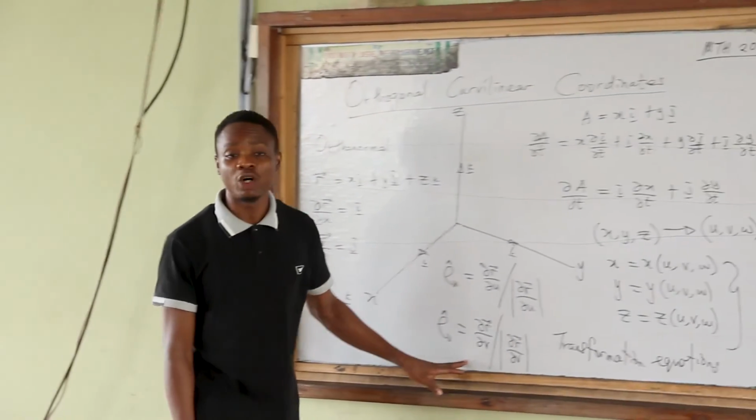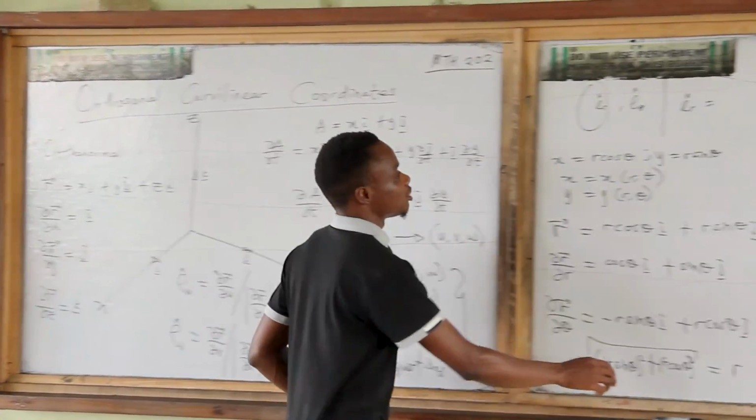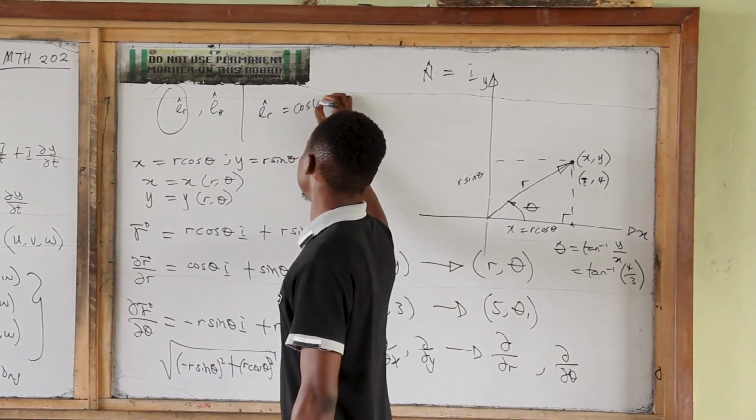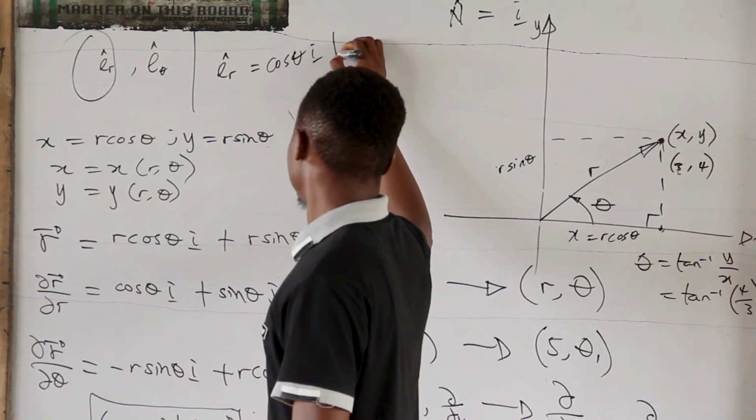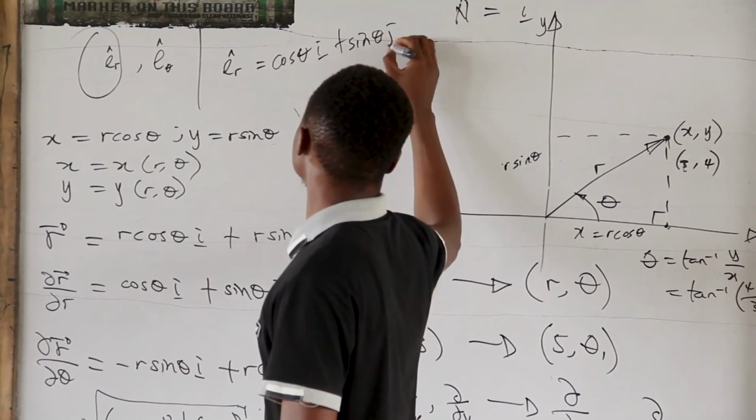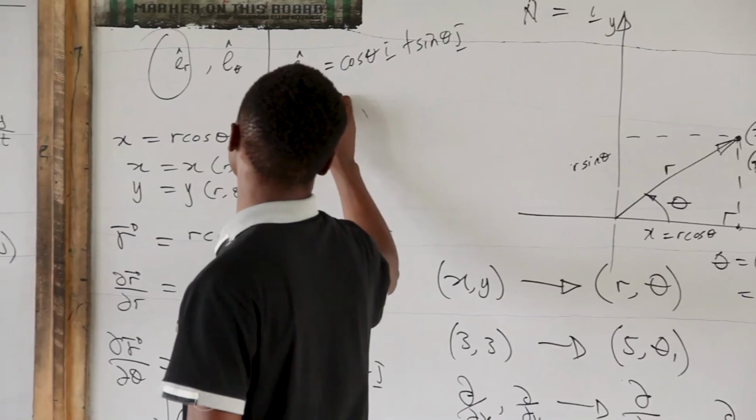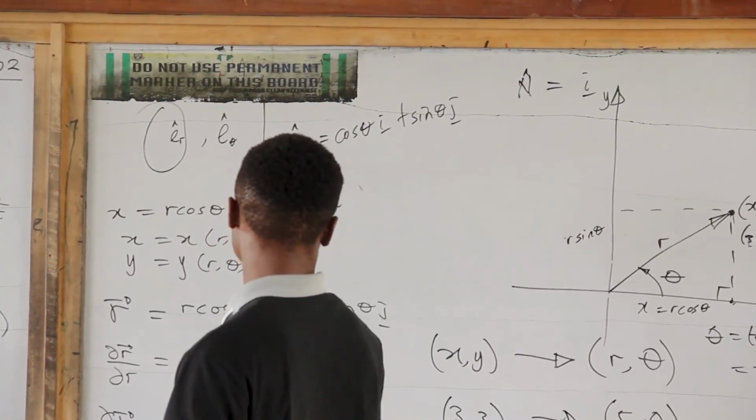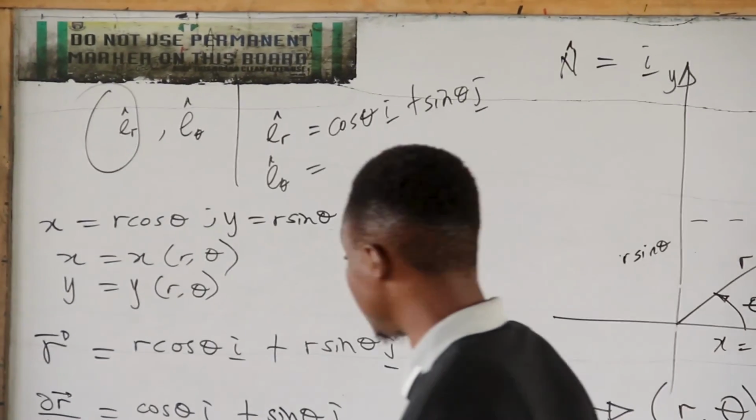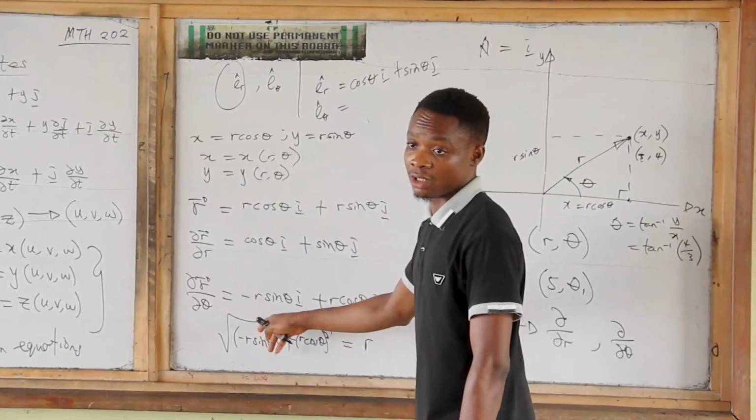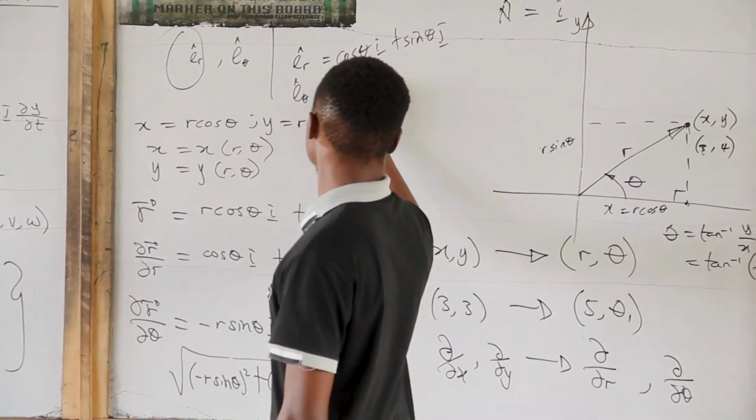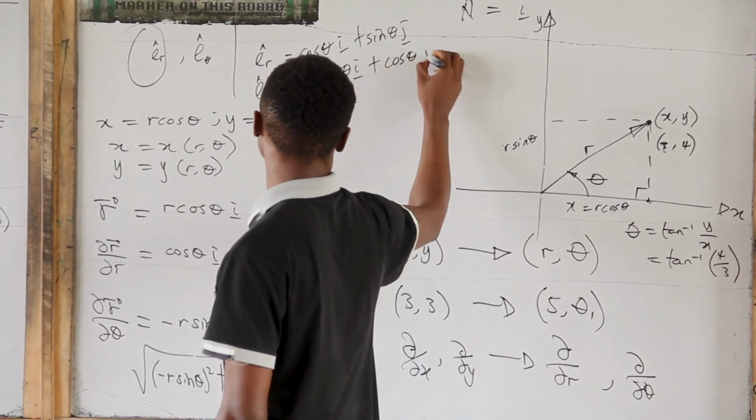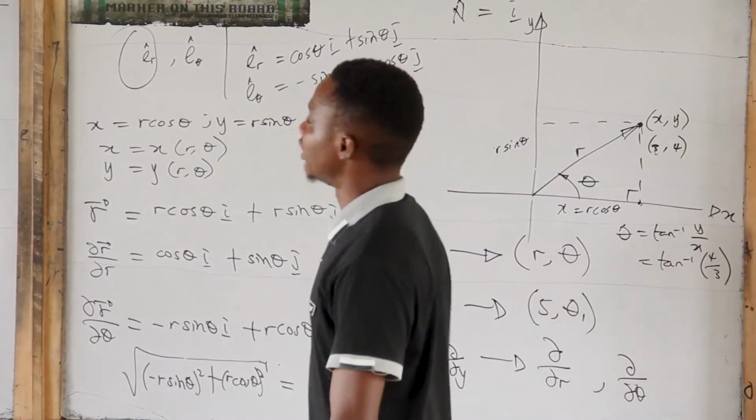So if you give me the unit vector in this direction, the unit vector in the direction of r is going to be equal to cos theta i plus sin theta j. So I want to get the unit vector in the theta direction, e theta. I have to divide by the modulus of the vector, which is r. So it's going to give me minus sin theta i plus cos theta j. Is it clear? Yes. That will be the unit vector in that direction.